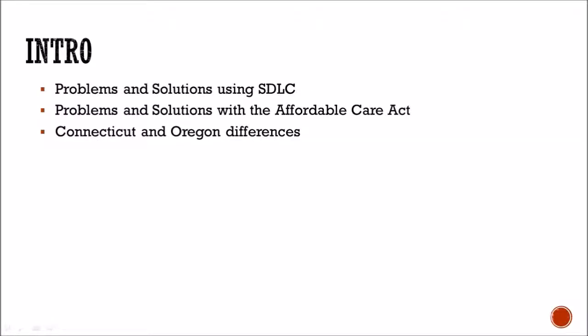Hello everyone, we are Group 3 and we will be talking about the problems that can go wrong with the system development lifecycle and how we can minimize those problems in our development. Also, what caused the huge problem with the Affordable Care Act when it was developed and how could they have corrected them. And finally, what happened between Connecticut and Oregon.